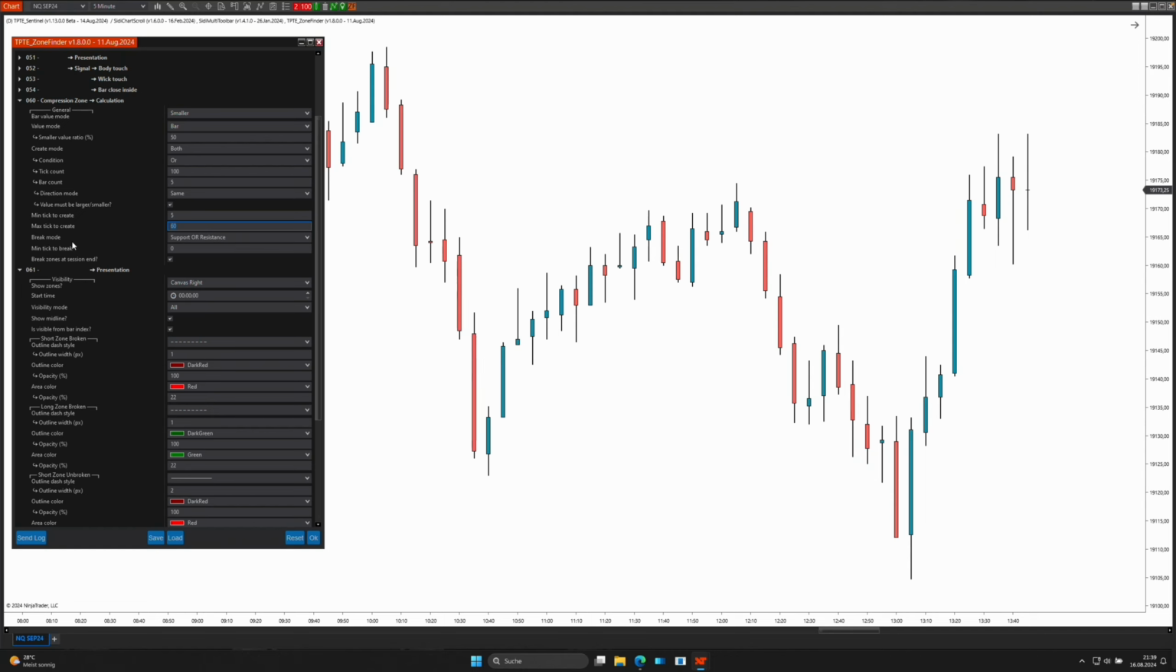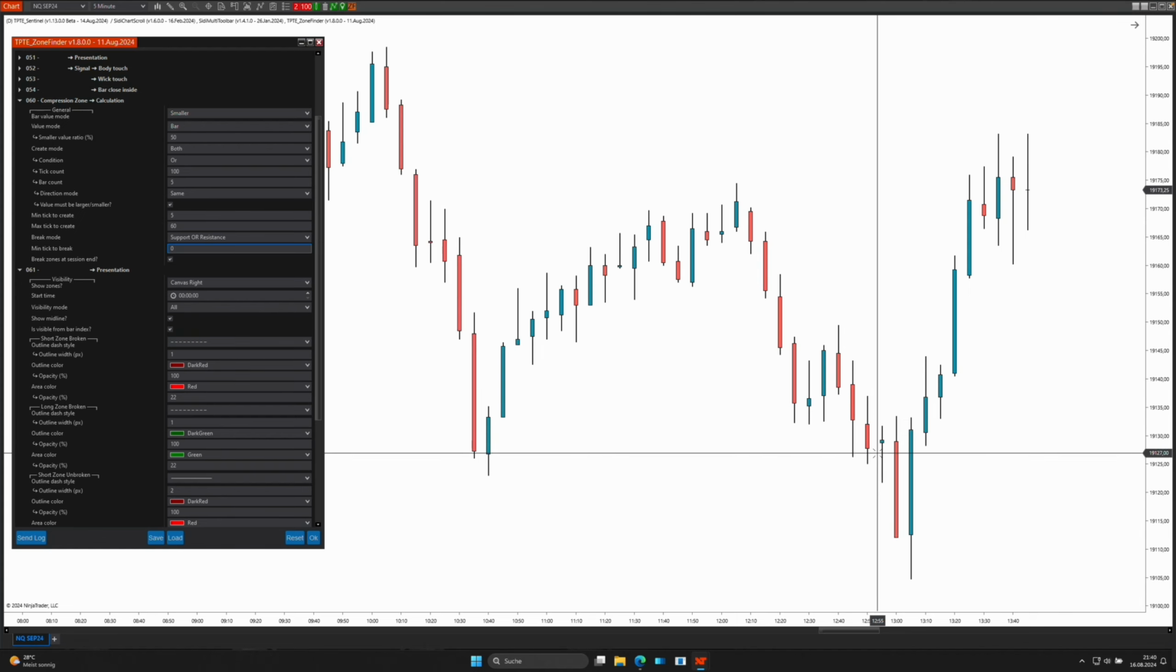In break mode, we can now say support or resistance, or support and resistance. This means that if we have support or resistance, we form a zone here, and as soon as this is broken once and the retest is below, this is invalid. If we have this set to support and resistance, then the zones are each converted once in the opposite direction. We'll see that in a moment. We'll leave it here for now. Otherwise, min tick to break simply means if such a zone is formed here, it is broken.